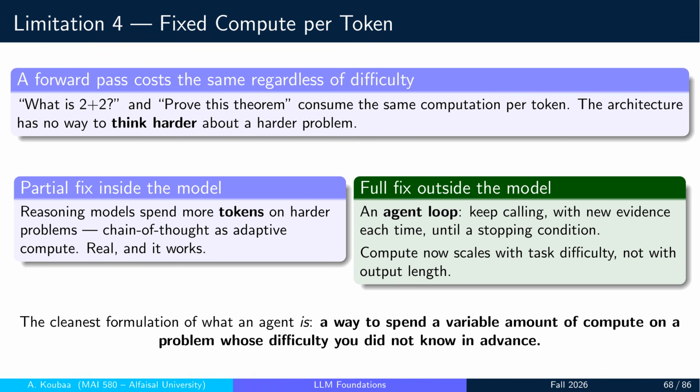Limitation 4. A forward pass costs the same regardless of difficulty. What is 2 plus 2?